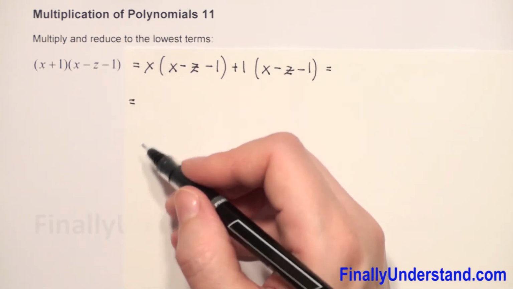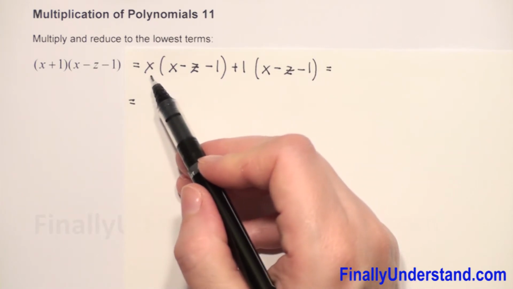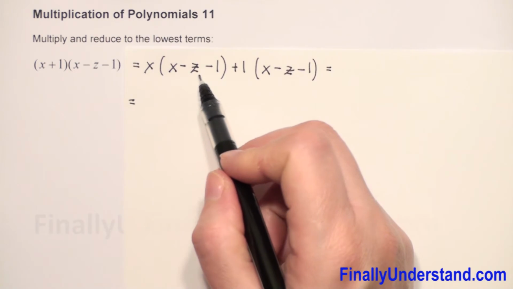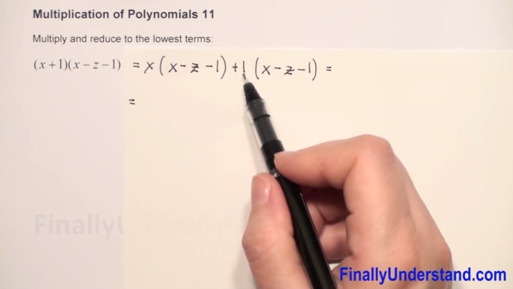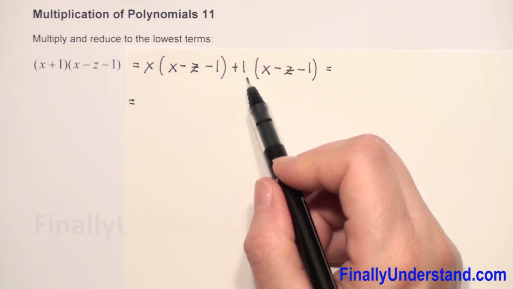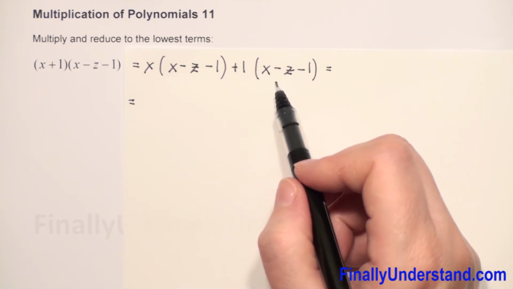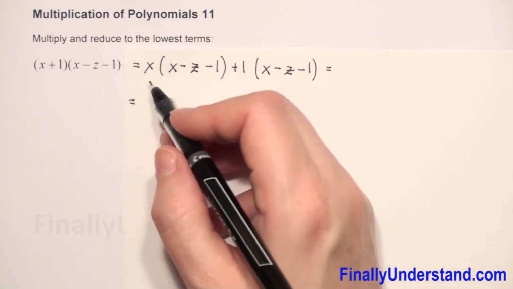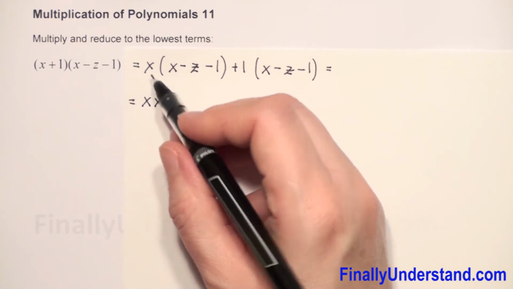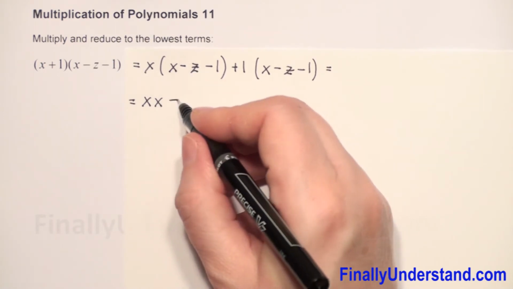Next we have to use distributive law of multiplication. First we have to distribute x over each term in the polynomial, and in the second expression we have to distribute 1 over each term in the polynomial. So we have x times x. Next we have, again, when we don't have sign, it's always positive. Positive times negative, so it will be negative.